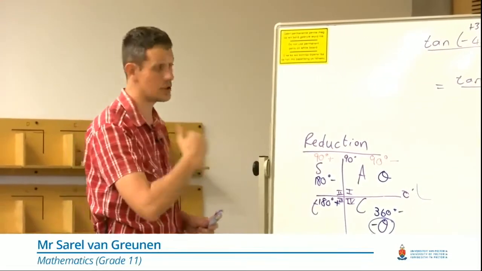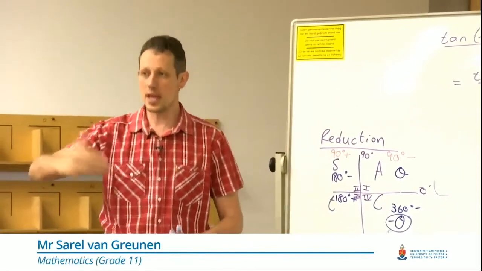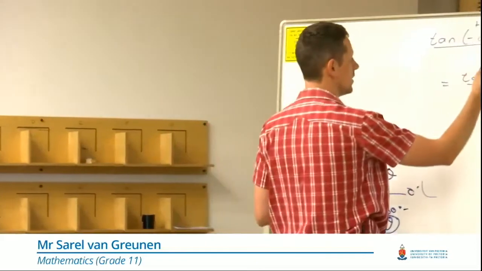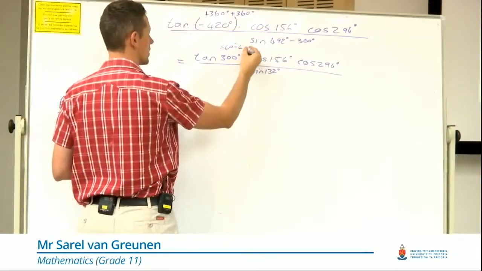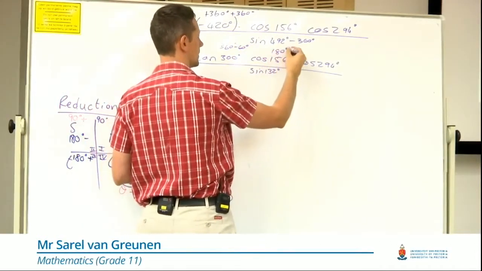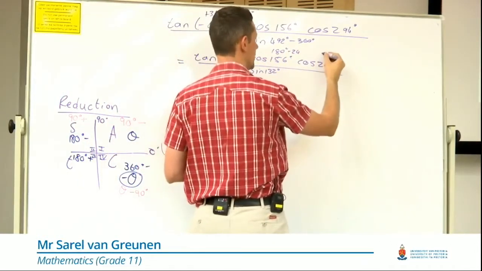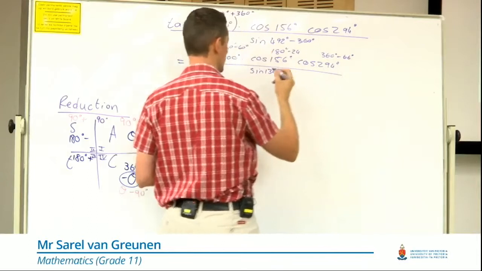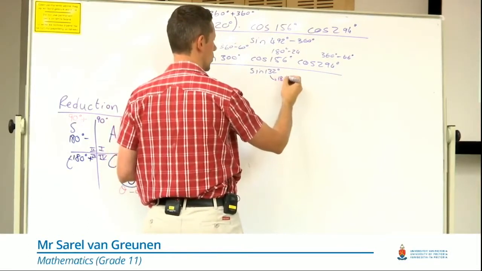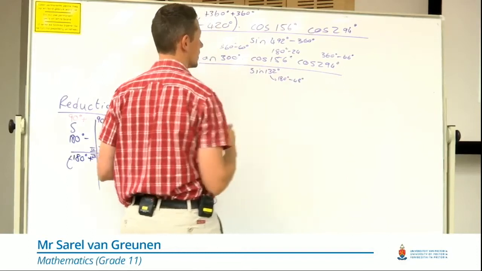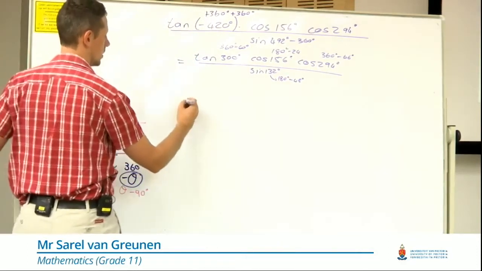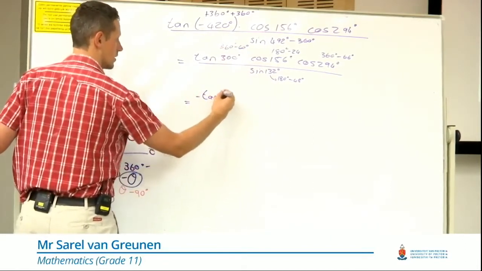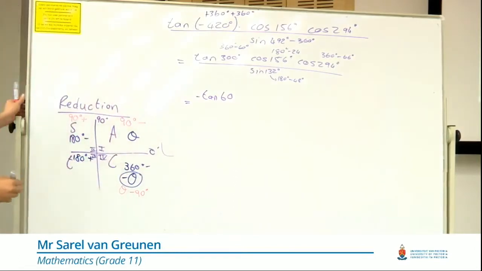Like I do it here: first, get my angles between 0 and 360. Then in the next step, now I want to get it between 0 and 90. So I'm going to say, well, this is 360 minus 60. This is 180 minus 24. This is 360 minus 66. And this one here is 180 minus 48. Okay? Tan in the fourth quadrant, negative tan 60. Okay?